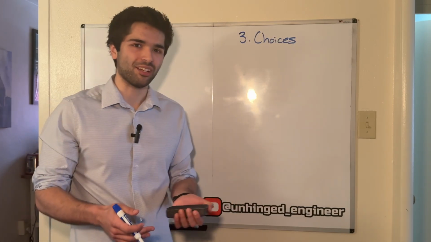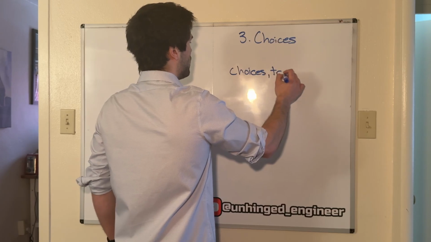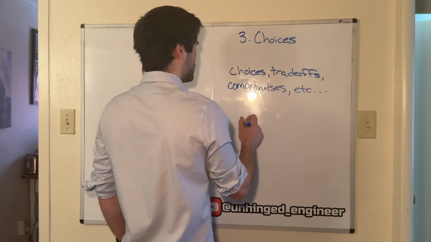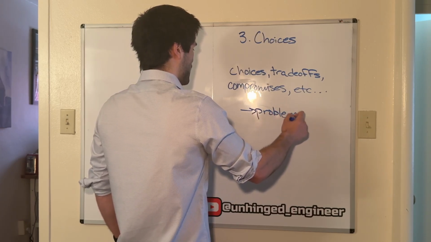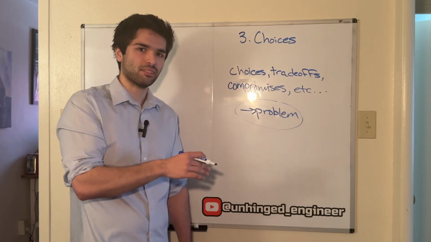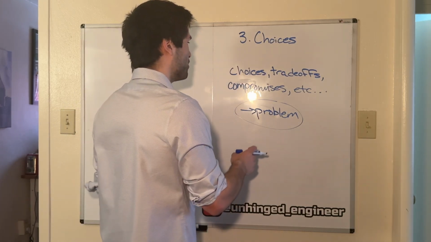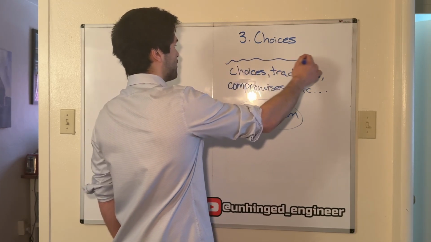So put simply, engineering is about choices, trade-offs, compromises, etc. in service of a problem that we're trying to solve, right? And framing that problem is usually a part of the context that we provide. Like, what's the problem we're trying to solve? What are the requirements we're trying to meet? Okay? And so this is engineering right here.